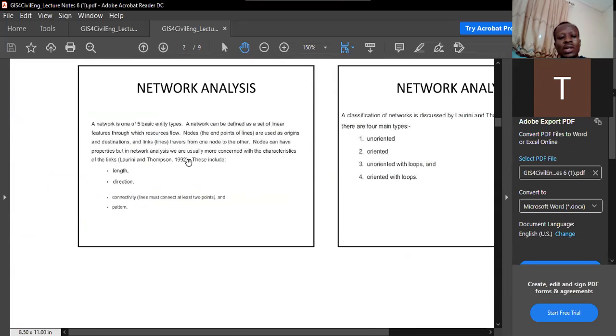In every network, we can talk about the length and direction, and all these kinds of properties can be associated with the links. Like I said, a link, or we can refer to it as an edge, depending on where you come from, which country you are dealing with. The nodes are used as origins and destinations. I think I've already talked about that.